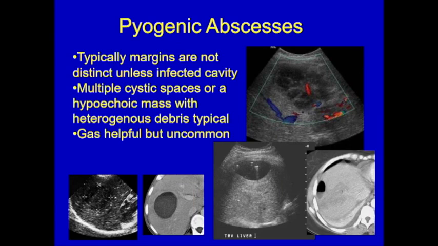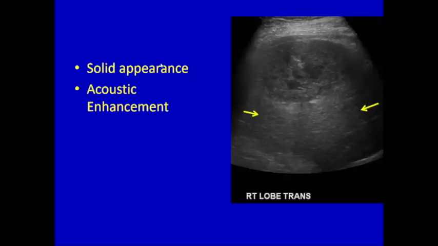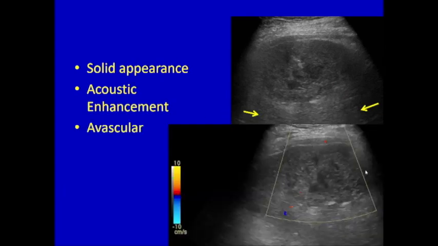But they aren't that common to find. Gas is in a very small minority. This is a problem because you have some central liver tissue that's okay, and then these cystic spaces around it, which are the areas basically that are coalescing little abscesses, the classic rosette appearance you might see on CT or MRI. So solid appearance, acoustic enhancement.